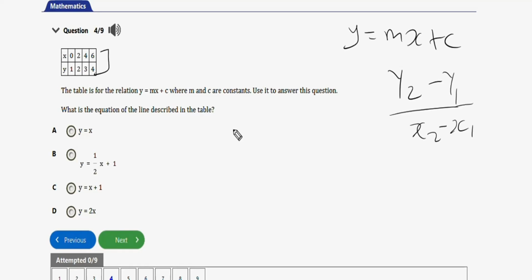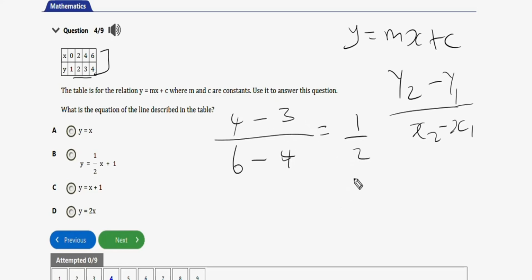and our y1 to be 3. So look at the values of y. So our y2 is 4 and our y1 is 3 over, so when y is 4, x is 6, and when y is 3, x is 4. So you are going to have 1 over 2. So that will give you the slope m.